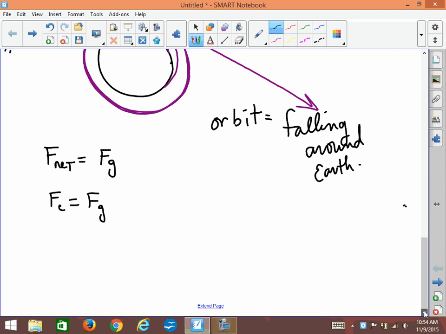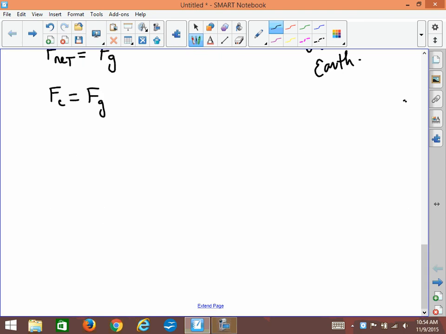So let's continue this. mv squared over r is how you calculate centripetal force. And the force of gravity between two objects when they're far away, we're not going to use mg because we're talking about being far away, is G m1 m2 over r squared. So pay attention. This is force, not energy.